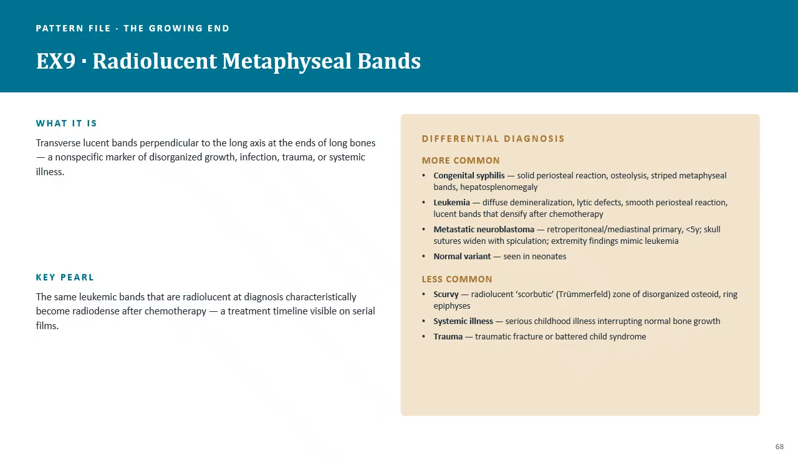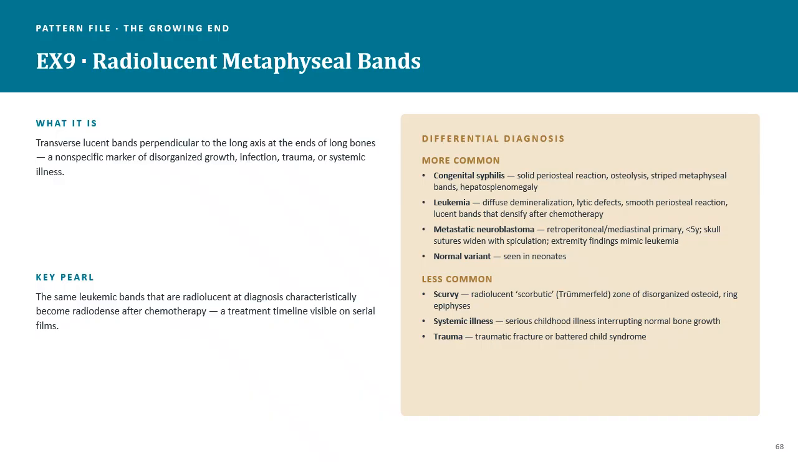So now we're going to take a look at what radiolucent metaphyseal bands look like. Radiolucent basically means that when we're looking at it on an X-ray, it is darker. So the metaphyseal band, radiolucent band, means that it is going to appear darker near the growing end of that long bone. That dark band usually can tell us, or tell the radiologist, that normal bone growth has been interrupted in some kind of way.